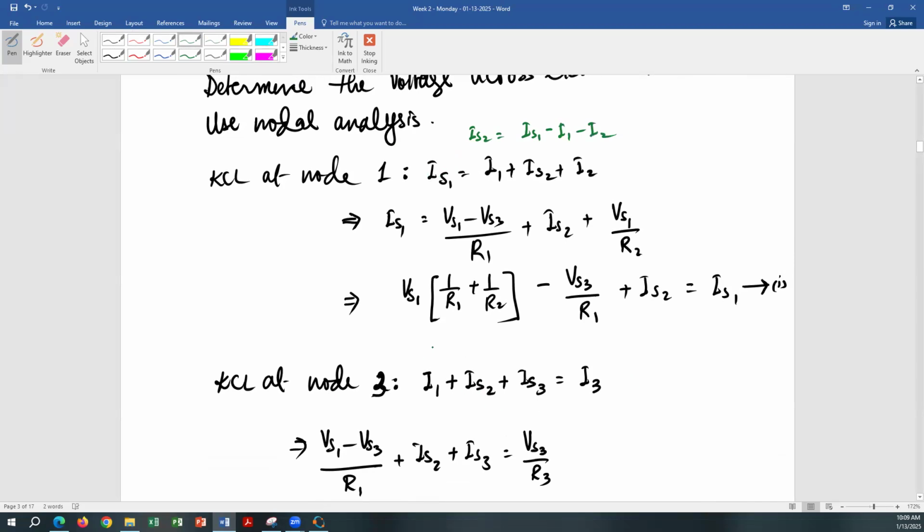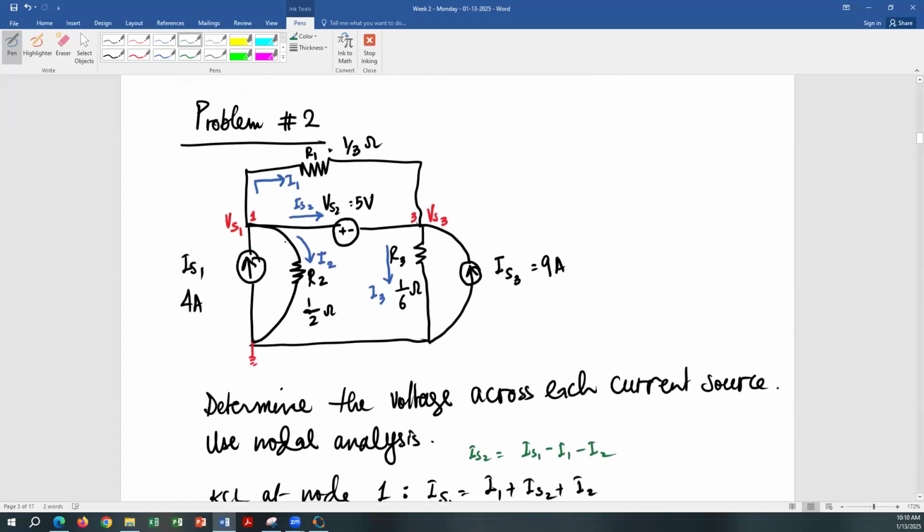And from this equation, we can write down Is2 equals I3 minus I1 minus Is3. Right? So basically, you can eliminate Is2. You can equate those two equations, and you can write down Is1 minus I1 minus I2 is equal to I3 minus I1 minus Is3. So Is2 is just going to be eliminated. And that's what supernode is basically. It does not consider Is2. It does not consider the current passing through this branch.